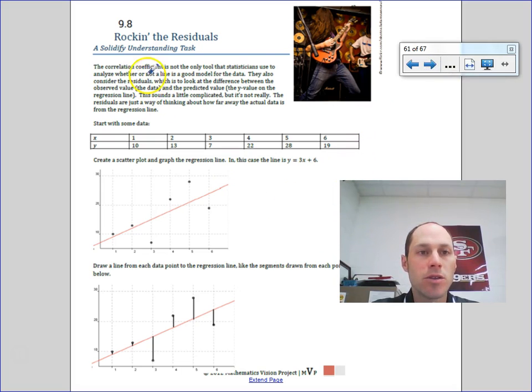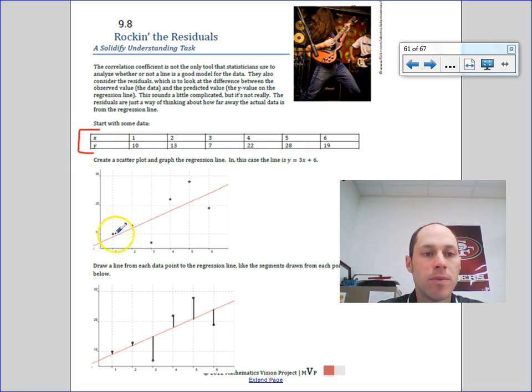So here's a scenario. The correlation coefficient I talked about is not the only tool statisticians use to analyze whether or not a line is a good model. They also consider residuals, which is to look at the difference between the observed value and the predicted value. Sounds a little complicated, but it isn't really. The residuals are just a way of thinking about how far away the actual data is from the regression line.